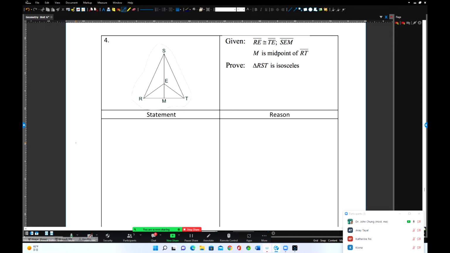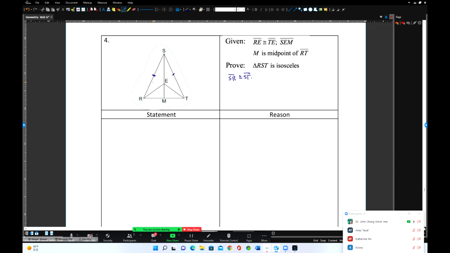Now RST is isosceles. RST, this is isosceles means what? These two sides must be congruent. Alright, we have to show that. We have to prove, right? RS congruent TS, or okay, SR is better. SR congruent ST. Alright, so that is RST is isosceles.